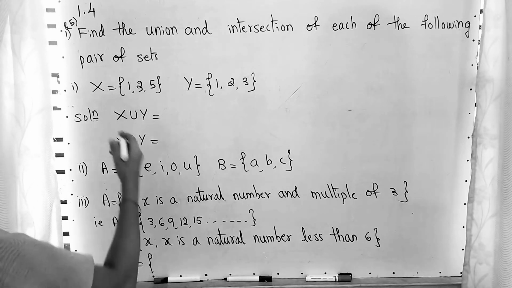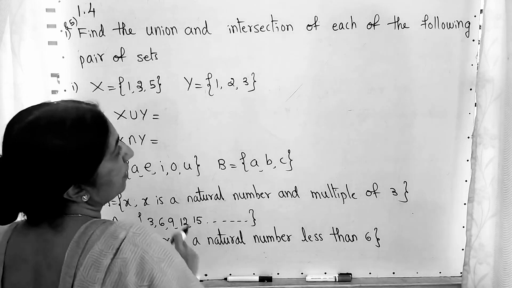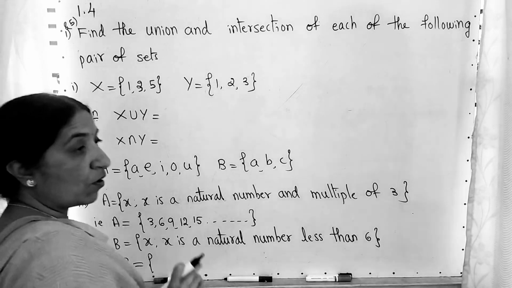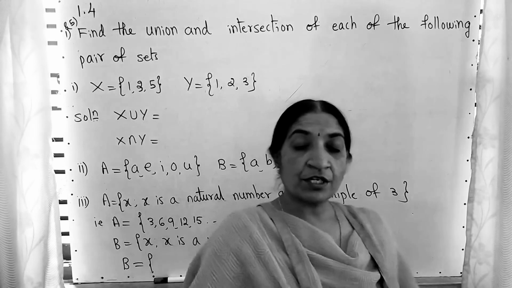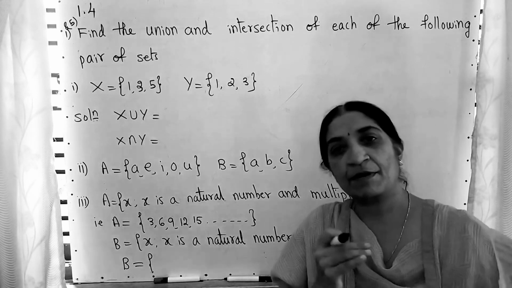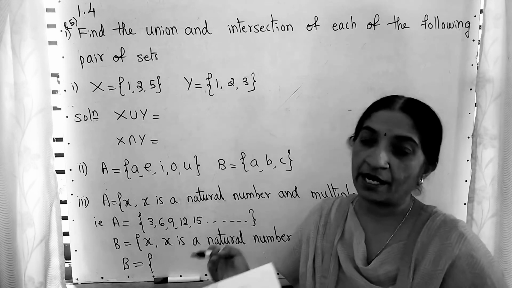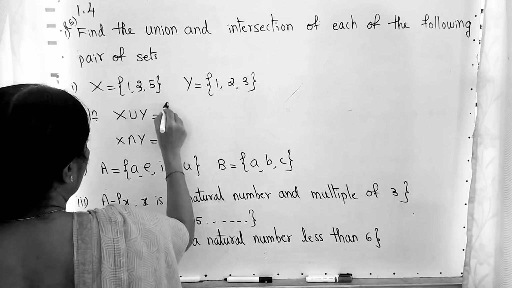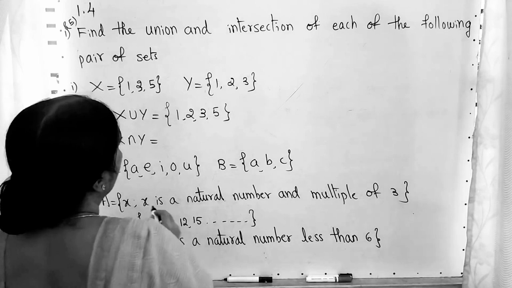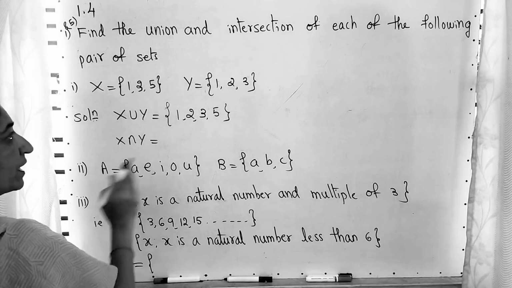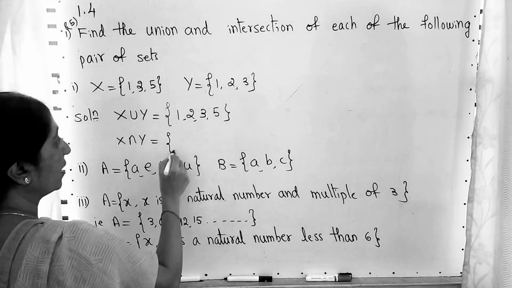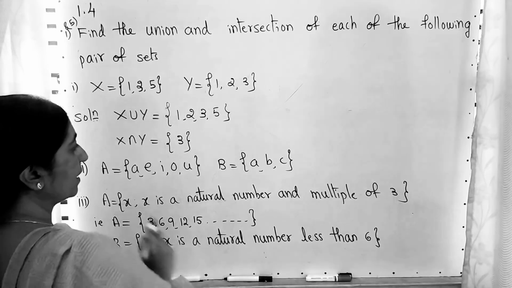See the question, read that question. Find the union and intersection of each of the following pair of sets. Two sets x and y are given. First one is union. What is a union? Union of two sets is nothing but the combination of two sets. We have to write the elements from set x, set y and also the common elements. See the example: 1, 2, 3, 5. 1 and 3 are common. Write down that and write down the remaining elements also. Intersection is nothing but we have to write only the common elements. The common element is 3.